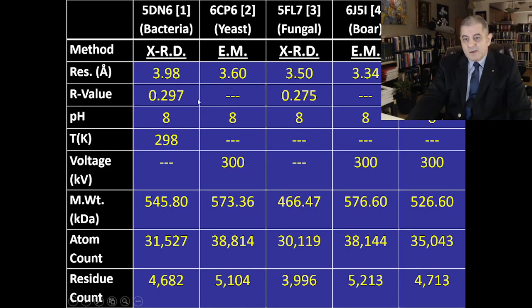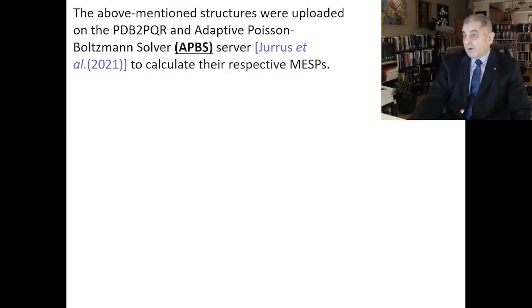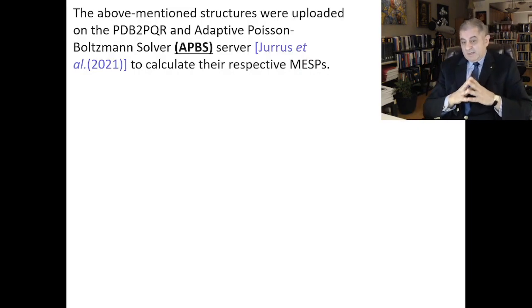X-ray and electron transmission microscopy. These are some of the data, the characteristics of the experiments. So what we've done, we've taken these structures and uploaded them to the Adaptive Poisson-Boltzmann Solver, the APBS server, to generate cubes of molecular electrostatic potential that correspond to these structures.